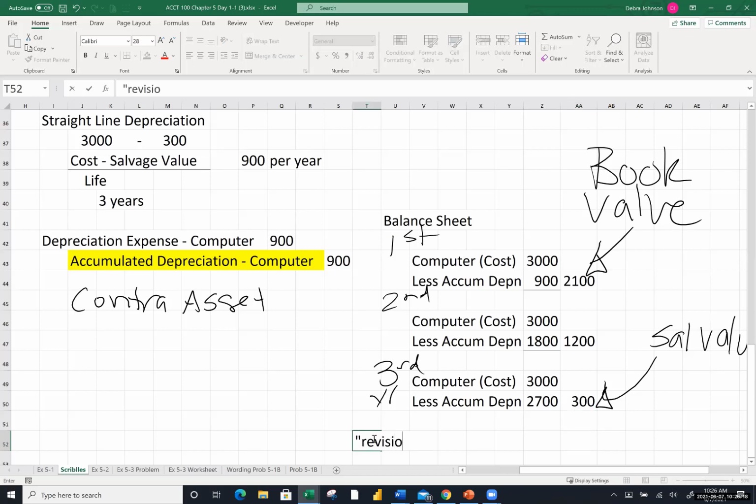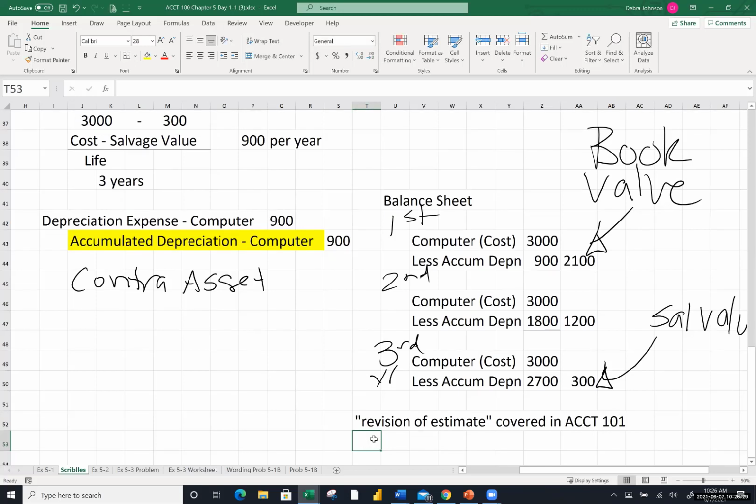So I'm going to write that word down based on Maria's question. Revision of estimate, covered in Accounting 101. And I know you guys have had this experience too, right? When I buy my car, I'm hoping that I can keep my car for at least 5 years. And if you haven't, it's just a matter of time. All of a sudden you think you're going to keep this car for 5 years and it turns out to be a piece of junk and you might have to replace it sooner. So that's another situation where we would revise our estimates.